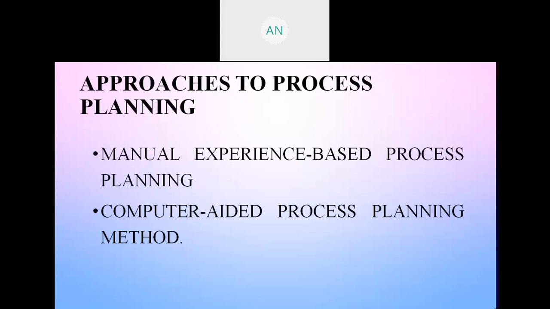These types of approaches are not very efficient due to the skill set of the labor. You can't expect every employee to have the same skill set, because manual experience-based process planning depends purely upon the skill set of the employee. But what about the second one, computer-aided process planning? The initial layout of the process planning is made, and it tremendously increases the accuracy due to its independence from external factors.